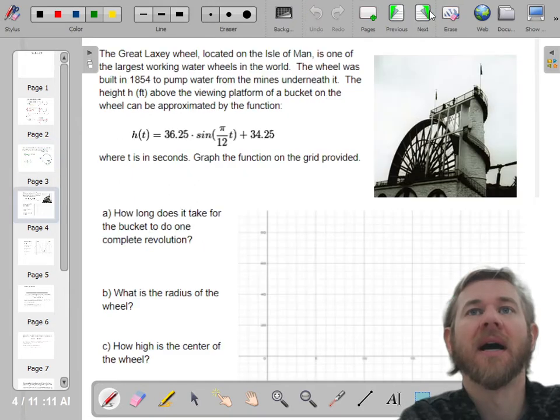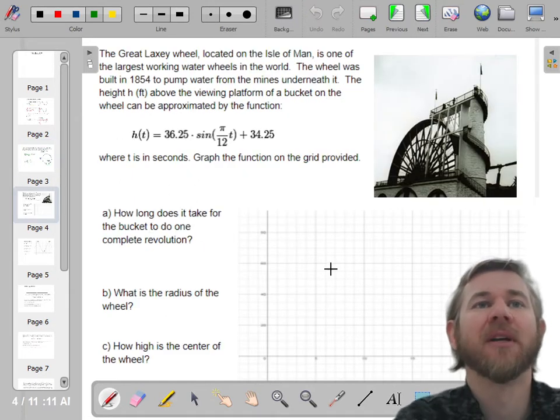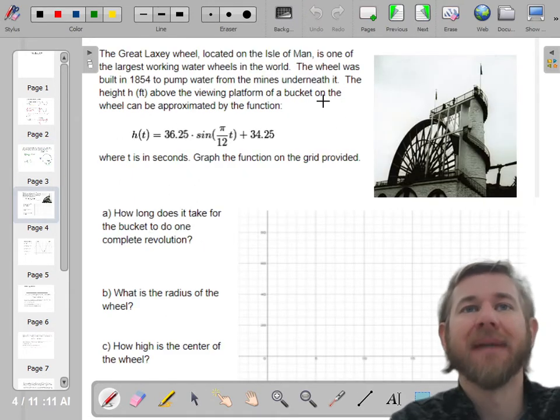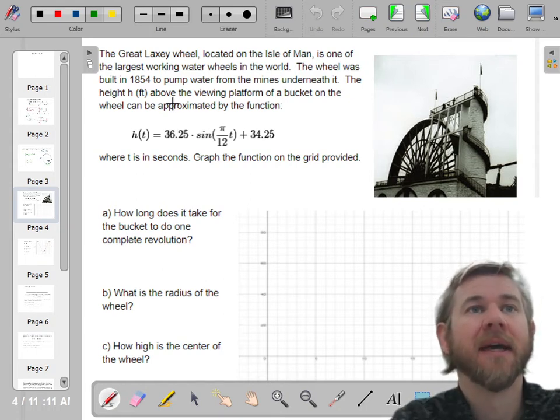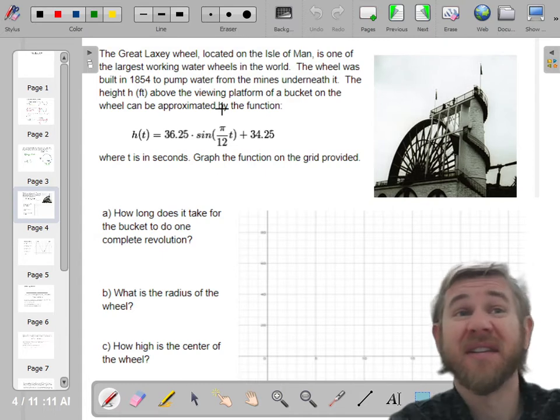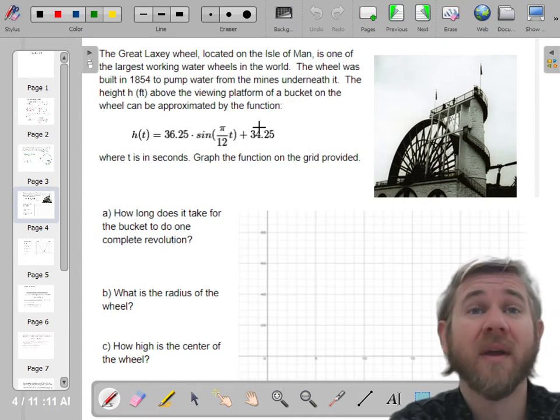All right, let's try our Great Laxey Wheel problem. So this is the Isle of Man. The Isle of Man is where they did a crazy motorcycle race. You should look that up. It's wild stuff. And this is a 170-year-old wheel that pumps water.